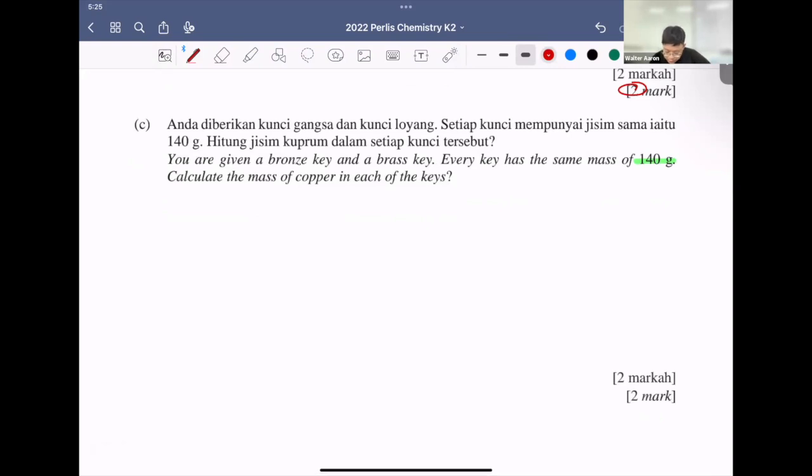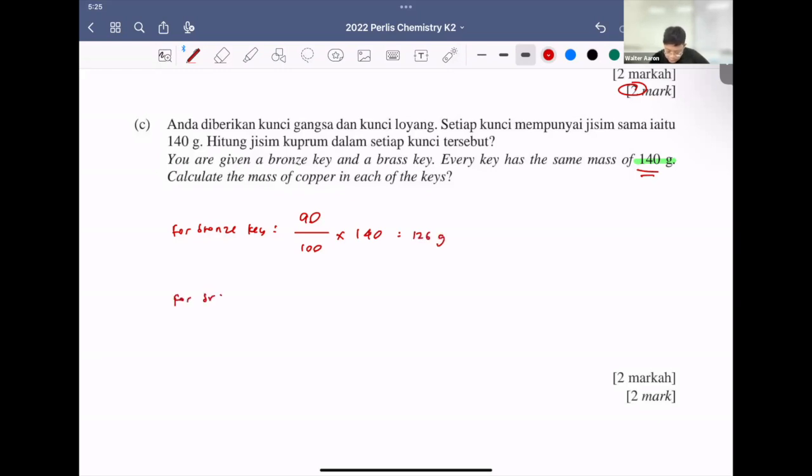So what we need to do is that for bronze, so for the bronze key, it will be 90 over 100 times 140, which is indicated over here. Then you'll be able to get 126 grams.